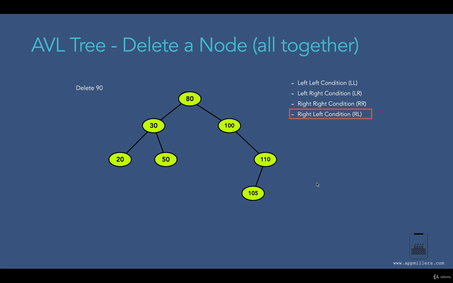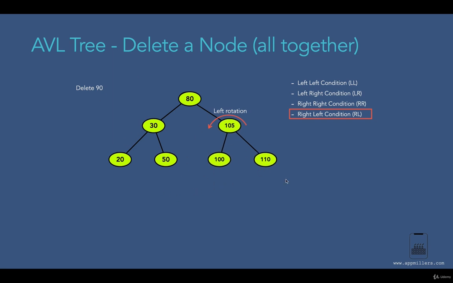So we know that in case of right-left condition, we are doing first right rotation, then the left rotation. But we are doing right rotation for the right child of this node over here. So this means that we are going to do right rotation for 110. So whenever we are doing a right rotation, the node becomes its left child's right child. So after rotation, it's going to be like this. Then we are going to do left rotation for 100 over here. Now after doing the left rotation, 100 will become its right child's left child. So after doing left rotation, our AVL tree is now balanced.